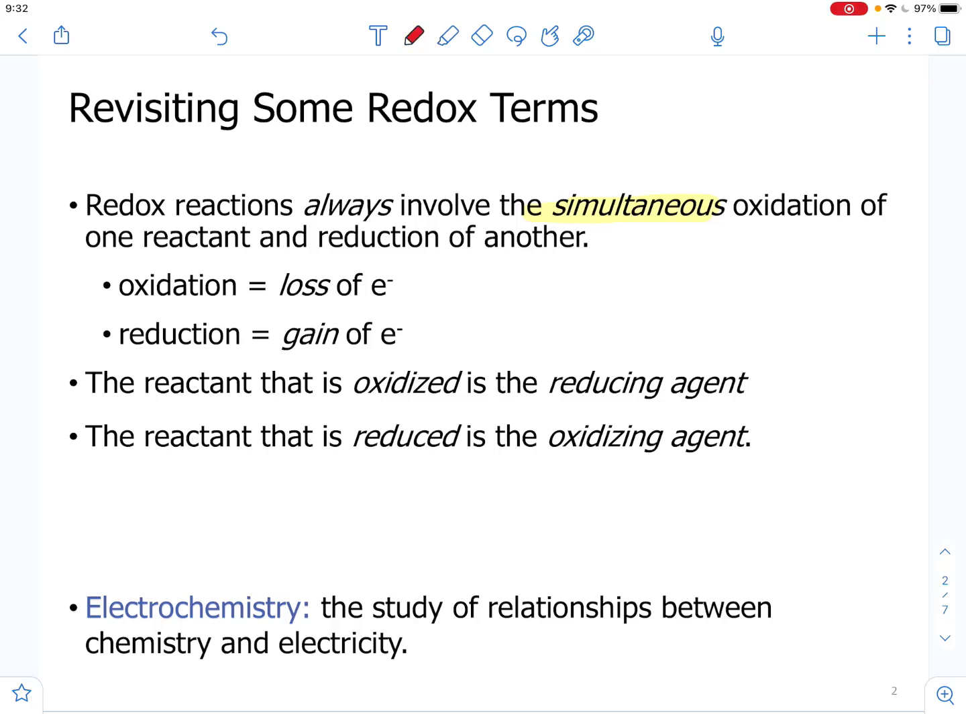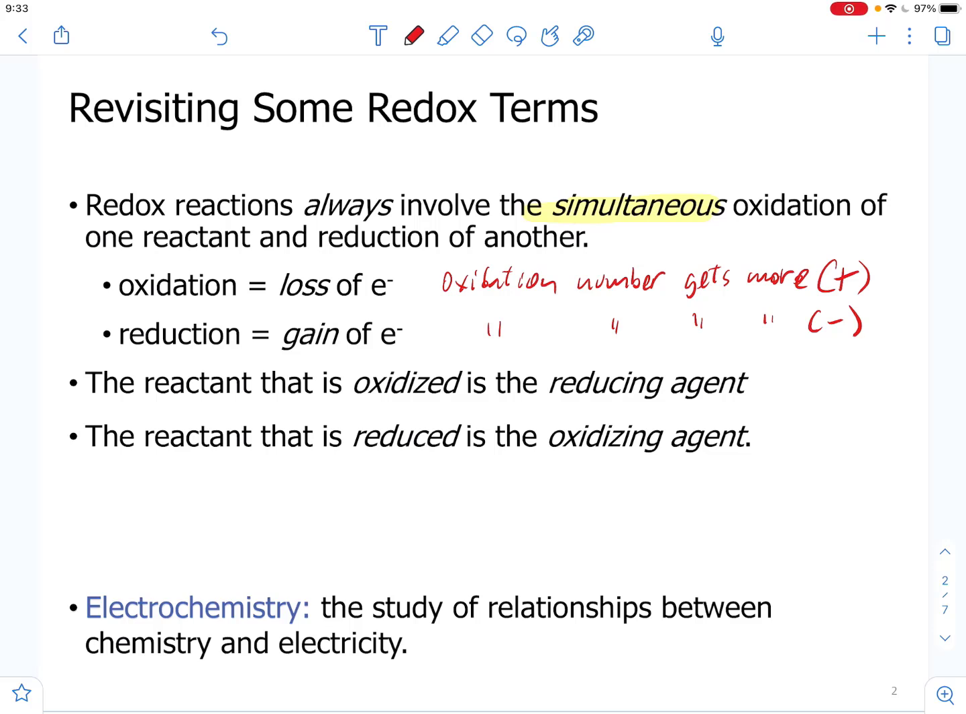And just so that you remember, the oxidation is the loss of electrons. If you remember, the oxidation number gets more positive. And in the reduction, when you gain electrons, then that same oxidation number, well, different oxidation number, gets more negative.